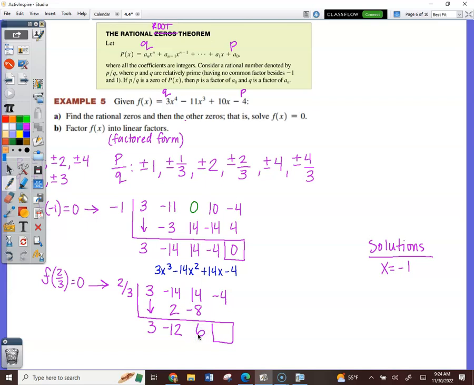Repeat. 6 times 2, 12. Divide by 3. And once again, if you don't get a remainder of 0, you know something's wrong, because you should.